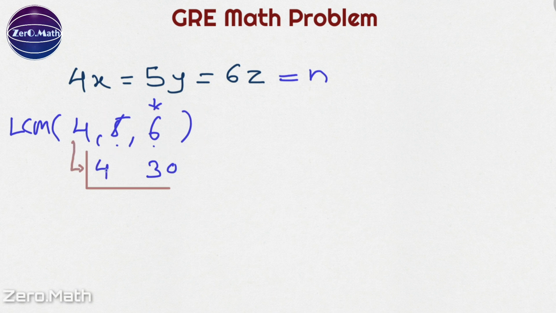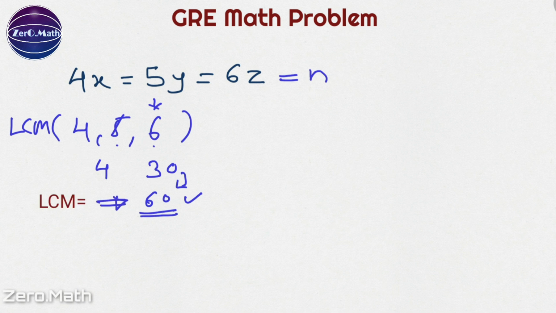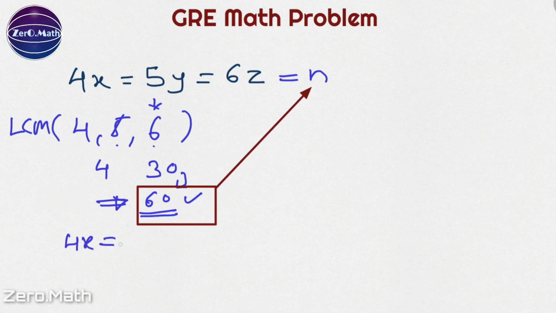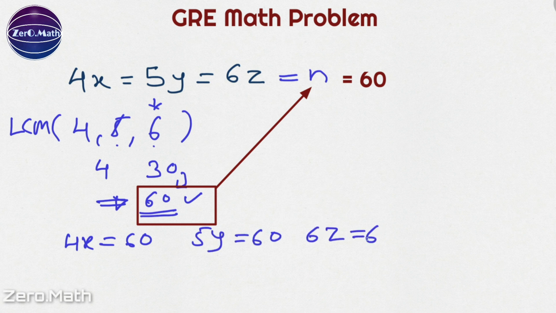Let's find out the LCM of 4 and 30. So let's double the 30, that is 60. See whether 60 is divisible by 4. Yes. Hence the LCM of 4, 5, 6 is going to be 60. Now we got our equations. So 4x is equal to 60, 5y is equal to 60 and 6z is equal to 60. So 60 is our n.